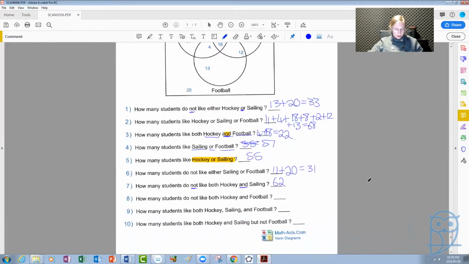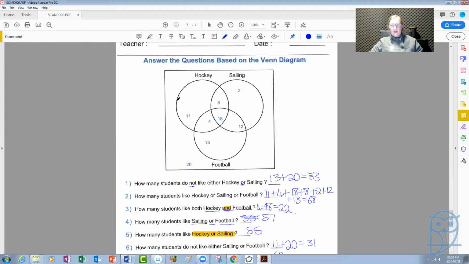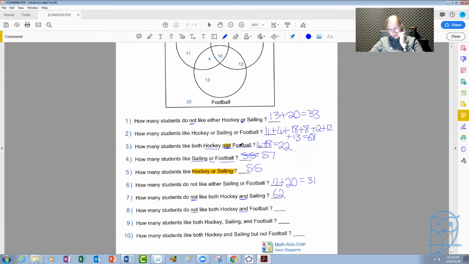So our last 3 questions. Here we've got another one that says not and. So we've got hockey and football. So here we have hockey and football. So that's that section there, but it's not. So we're looking at 11 plus 8 plus 2 plus 12 plus 13 plus 20. So that'll give us our answer there.